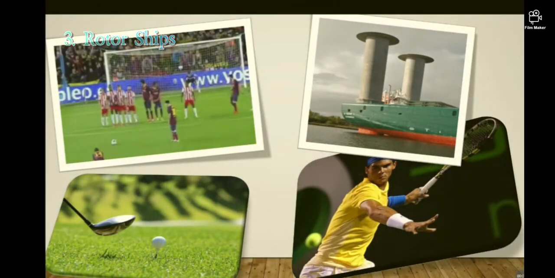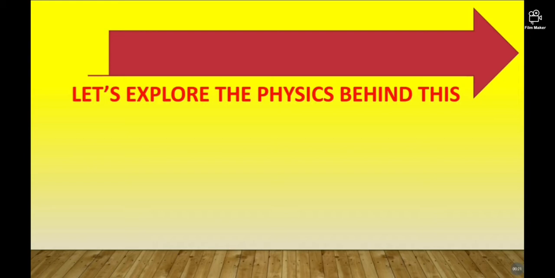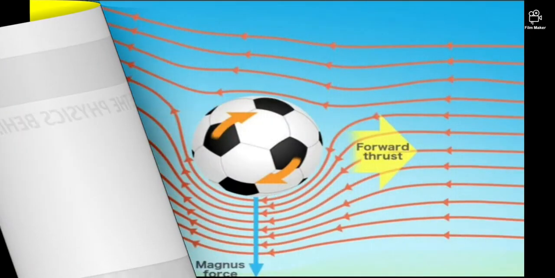So till now we have seen all the phenomena of the Magnus Effect in practical life. We have seen the Magnus Effect in the curve of the football, in the rotor ships, in the swing in golf, and it also occurs in tennis. So let's explore the physics behind this fantastic phenomenon.